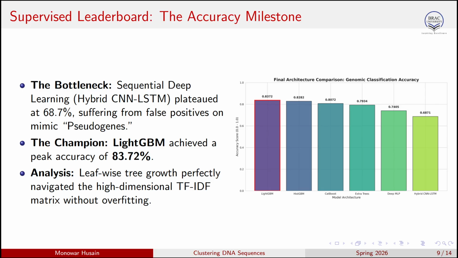But our champion model, LightGBM, did not get fooled. It achieved a peak accuracy of 83.72%. LightGBM won because its leaf-wise tree growth perfectly navigates the empty spaces in the TF-IDF matrices. It ignored the uniform noise and found the syntax in the sparse classes.